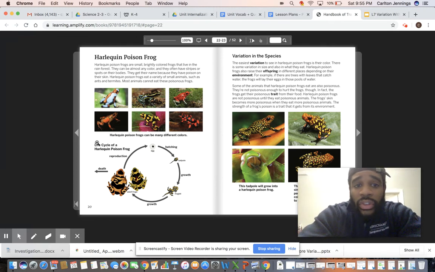Harlequin poison frogs are small, brightly colored frogs that live in the rainforest. They can be almost any color, and they often have stripes or spots on their bodies. They get their name because they have poison in their skin. Harlequin poison frogs eat a variety of small animals, such as ants and termites. Most animals cannot eat these poisonous frogs.